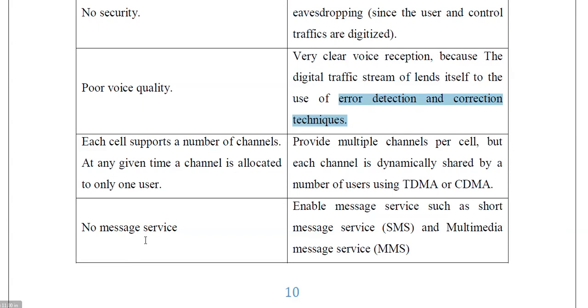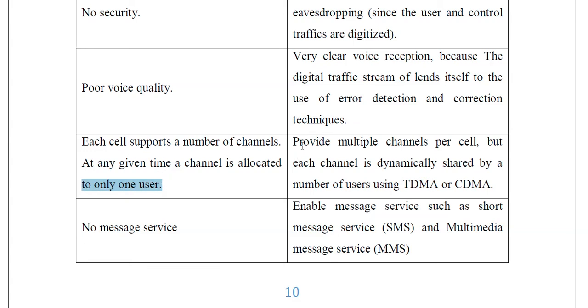The last 2 differences. In the first generation systems, each cell, the cell is the geographic area belonging to a base station. Each cell supports a number of channels. At any given time, a channel is allocated to only one user. The whole channel is allocated for one user. That's how it works, using FM.